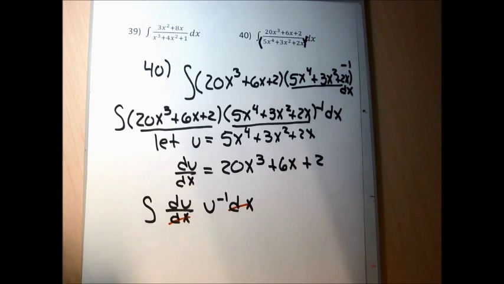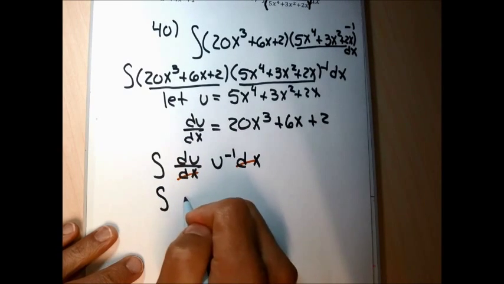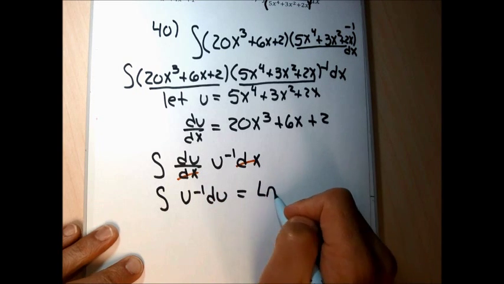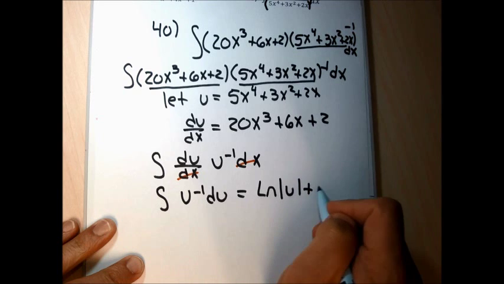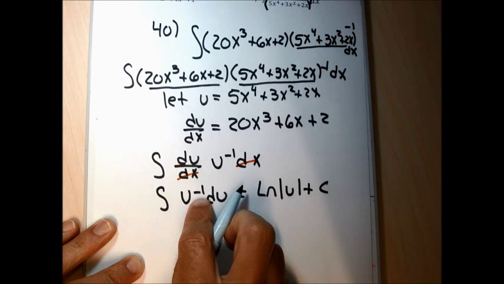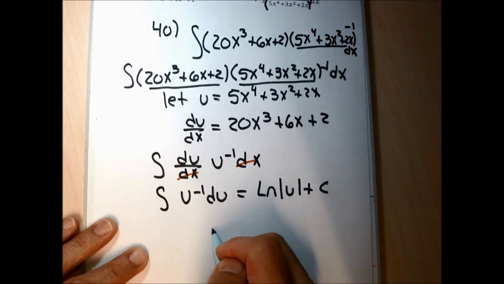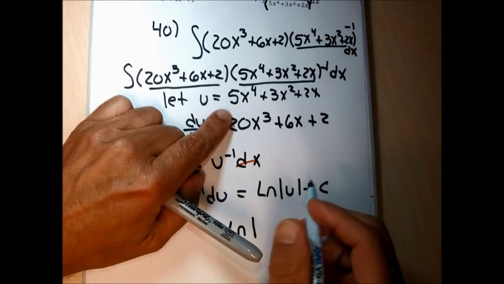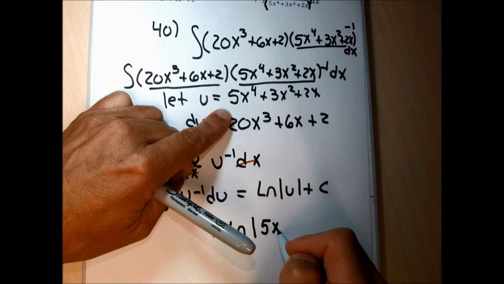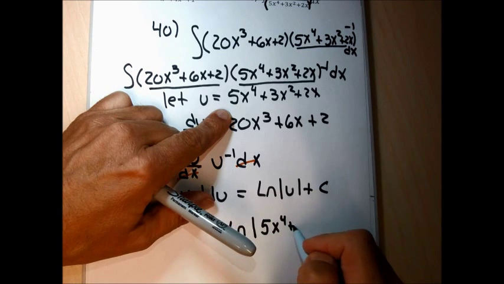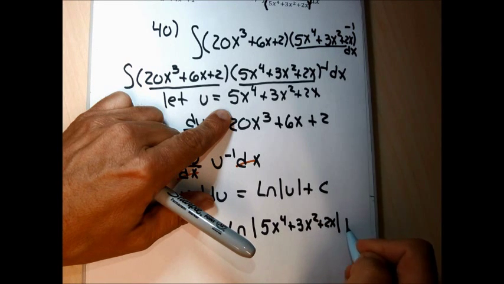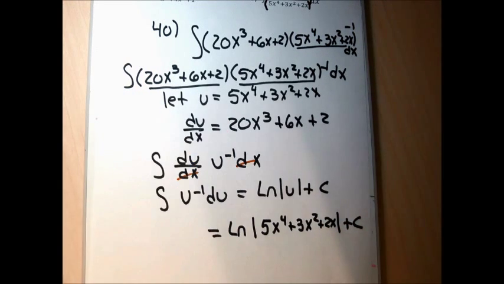And this is the best kind of integral. The integral of u to the -1 du is just the natural log of the absolute value of u plus c. So when you have a -1 exponent, you get a natural log for your integral. And my answer now is going to be something without a u. I'm going to change the u to this 5x to the fourth plus 3x squared plus 2x. Leave that in the absolute value and keep the plus c. So these really aren't hardly any different.